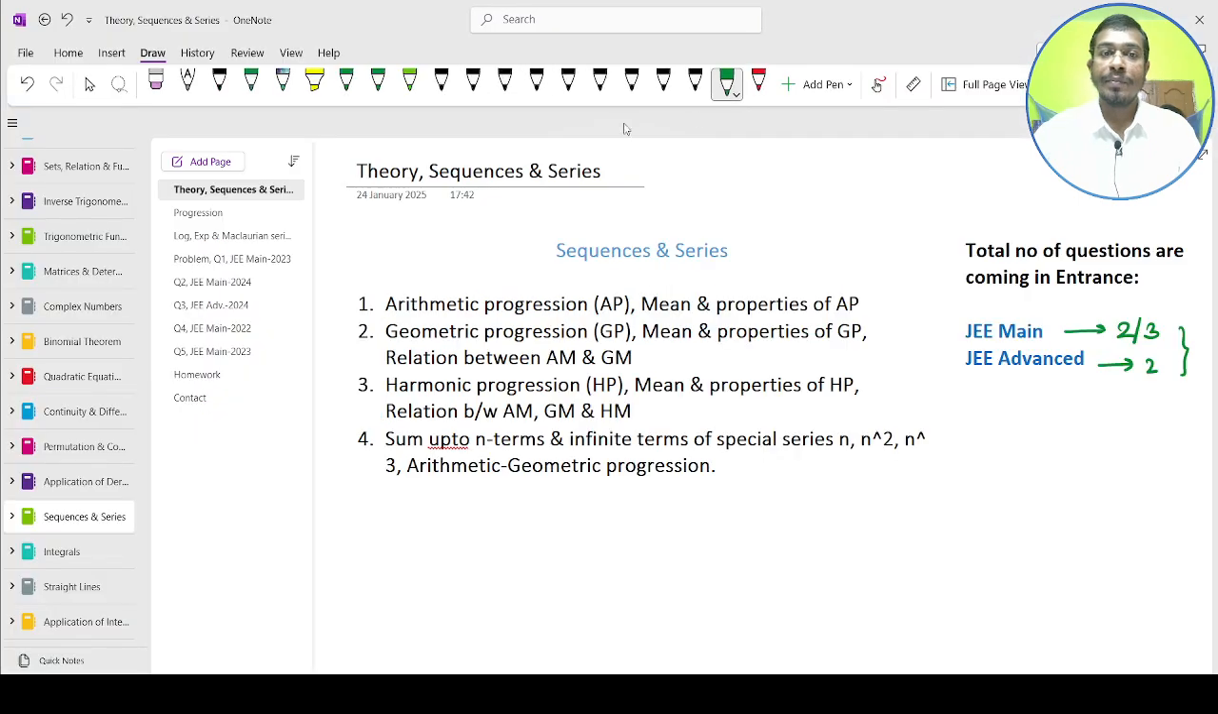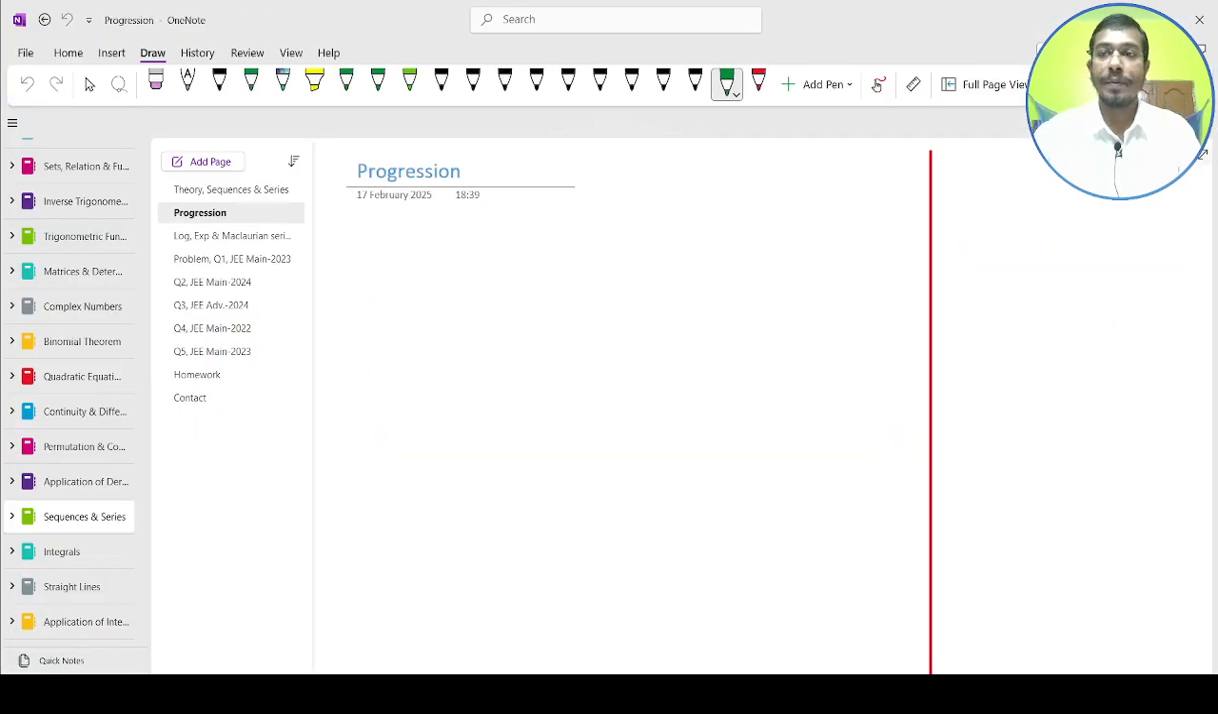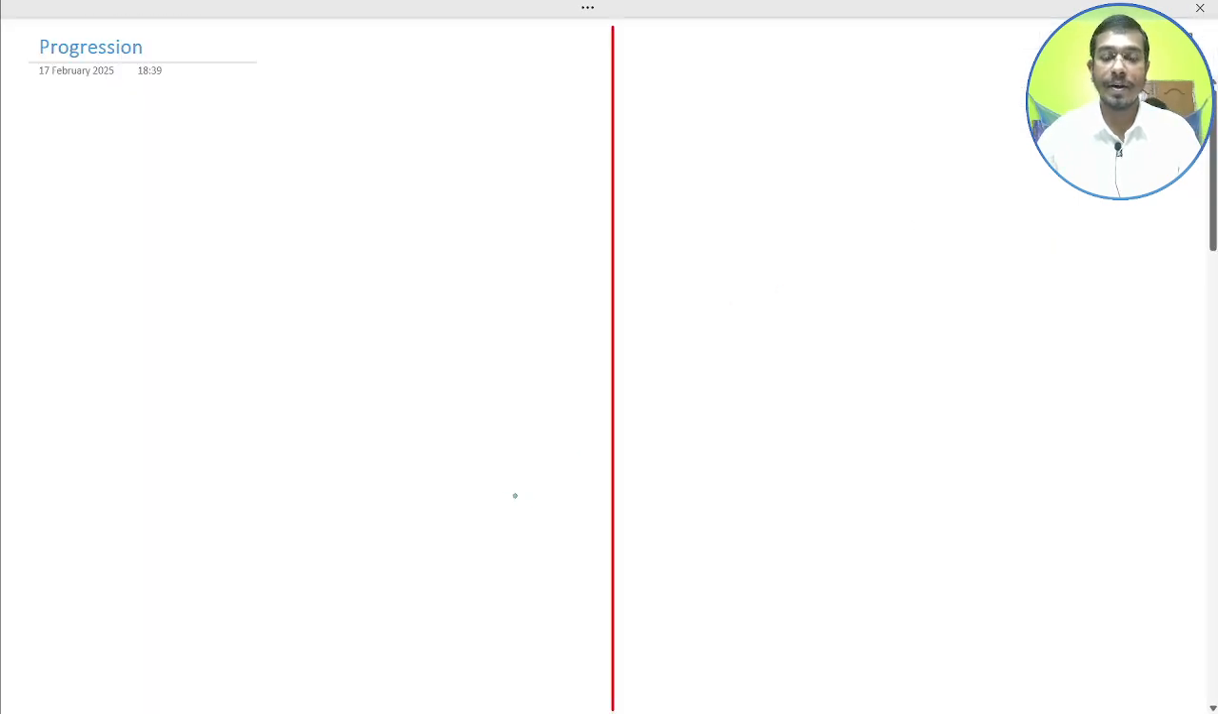We will cover here the chapter summary in a nutshell and the previous year problems coming in the JEE Main and Advanced. So first of all, the progression and the arithmetic progression. Arithmetic progression means the AP.